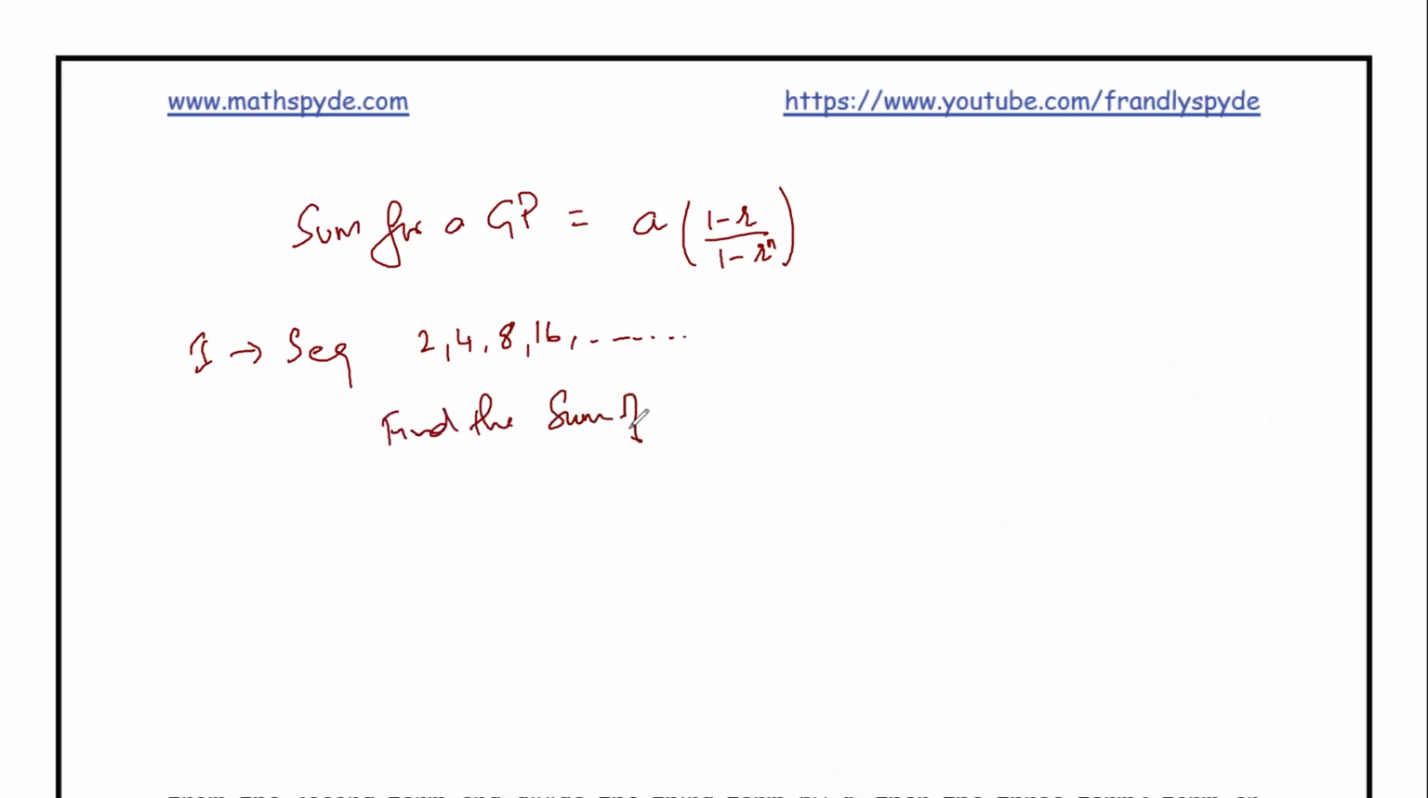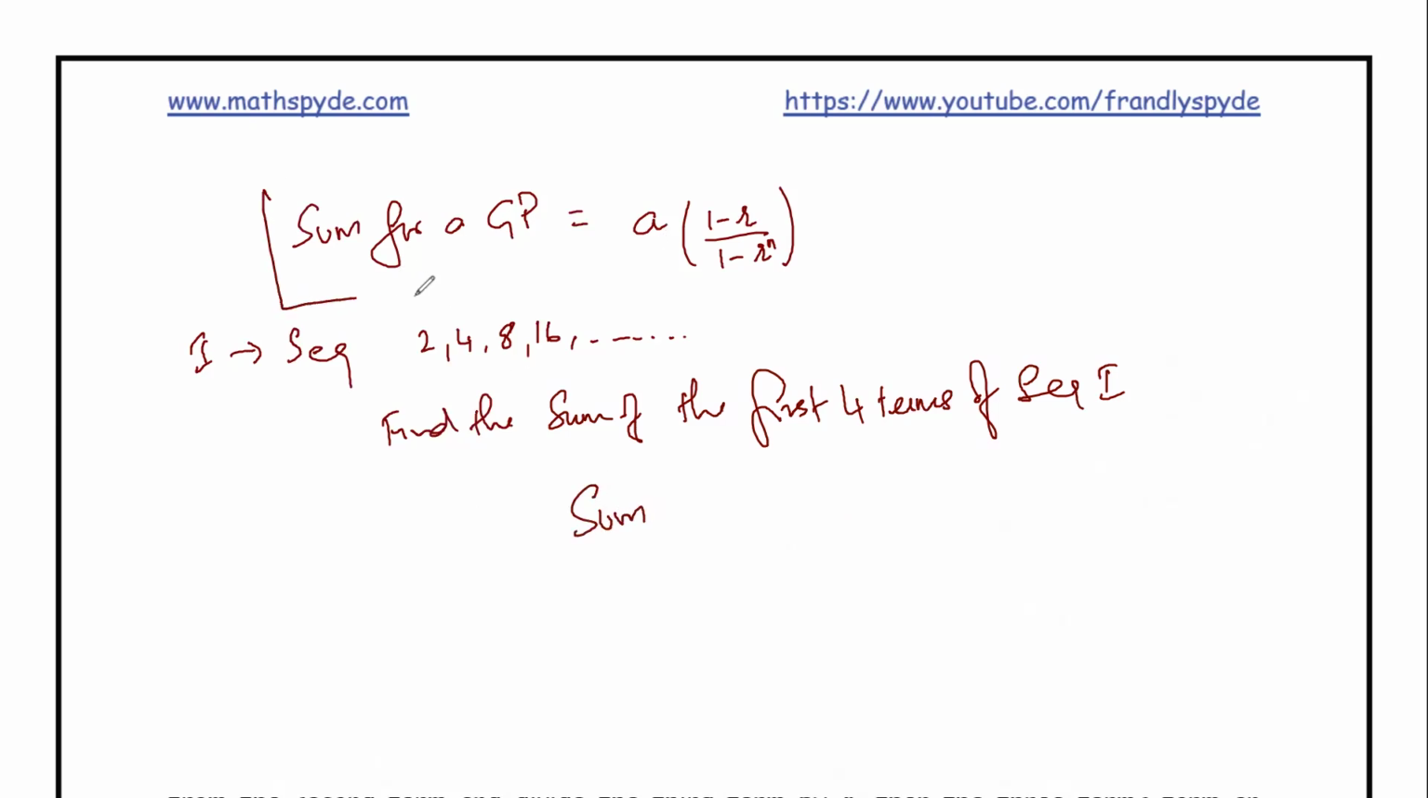Find the sum of the first four terms of sequence 1. Okay, so we can already calculate it on our fingertips. 16 and 4 is 20, 8 and 2 is 10, so 30. So we know sequence 1 has a sum of 30, but we are just trying to apply this sum formula.